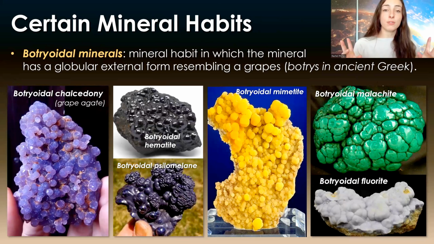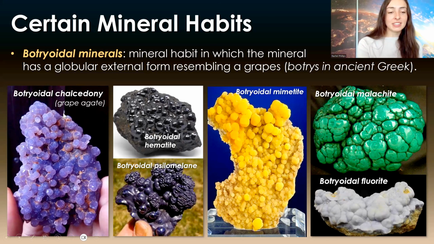In other words, the kind of form or morphology or shape that minerals can take on. This is called a mineral habit. And there is a type of mineral habit called botryoidal. These are minerals that kind of look, I call them bubbly, because they look very bubbly. I mean, look at this hematite here, and this is called grape agate, which is just botryoidal chalcedony, and it's beautiful and purple, and it's probably one of my favorite minerals.